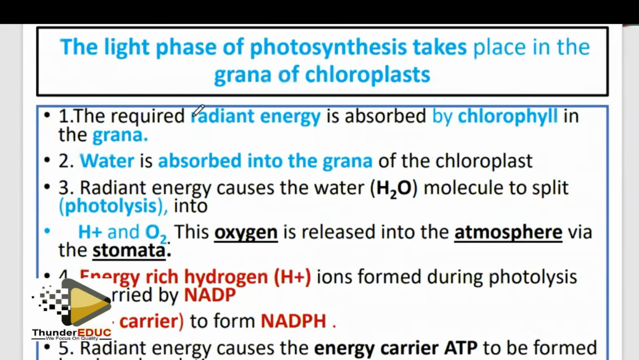So we are saying that in the light dependent phase, the required radiant energy is absorbed by the chlorophyll in the grana or the thylakoids. Water is then absorbed into the grana of the chloroplast. The radiant energy, the light which is coming from the sun, will be used. The radiant energy causes the water to break down, meaning to split. That process of water splitting into hydrogen ion plus oxygen, we call it photolysis.